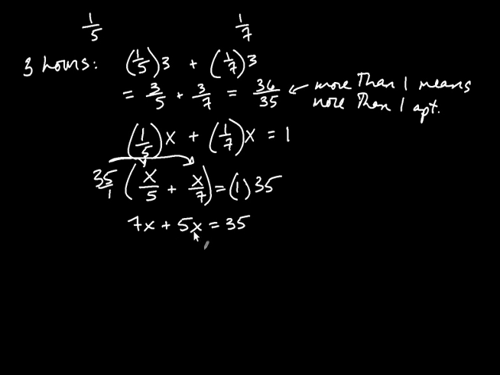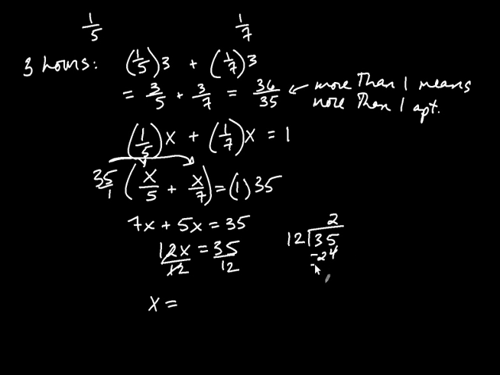And now we can combine like terms. So 12x is equal to 35. Now we're going to divide both sides by 12. And what do we get? Well, let's see. X is equal to, well, 12 goes into 35. Let's figure this out. How many times? Twice, and you get 24 with a remainder of 11. Now you could write, 2 and 11 over 12, but remember these are hours, right?